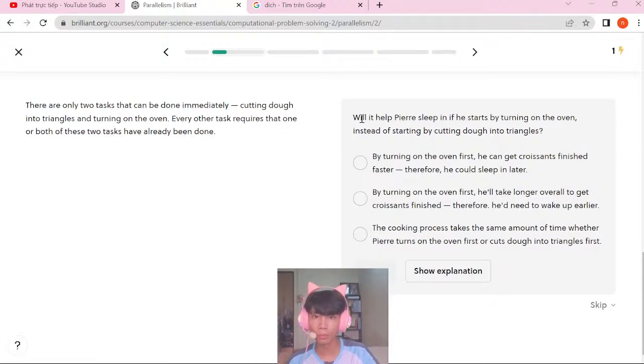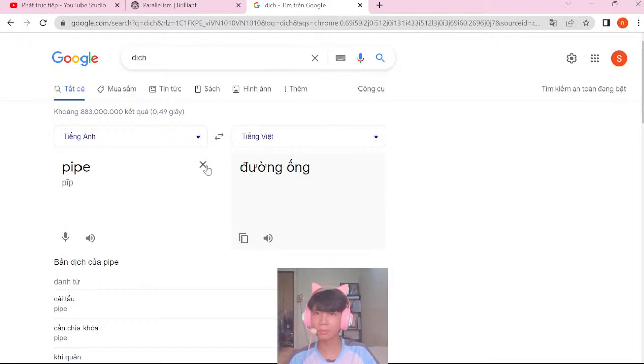Will it help Pierre sleep in if he starts by turning on the oven instead of starting by cutting dough into triangles? I don't understand so much. What is this?